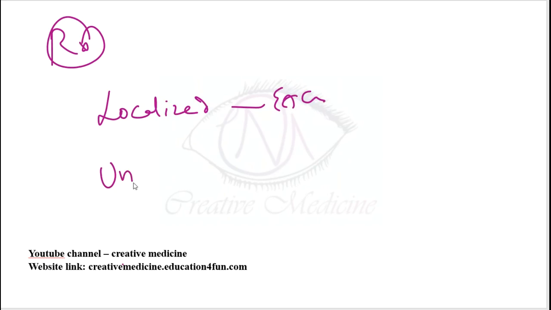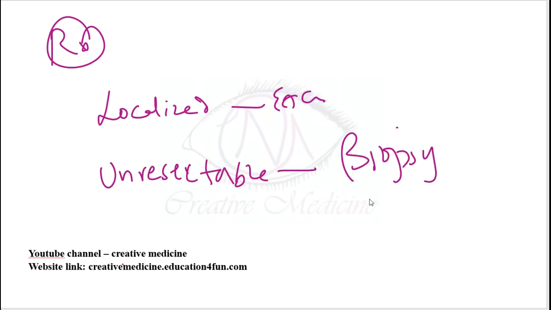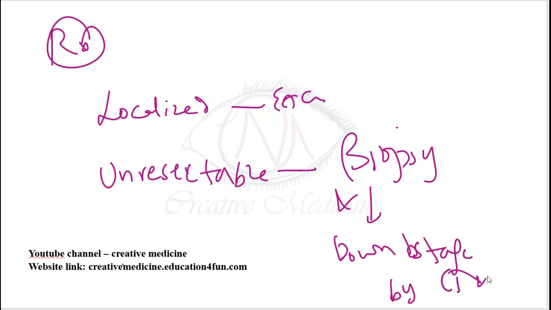But if it is unresectable neuroblastoma, you should do a biopsy of the lesion, and then downstage the lesion by giving chemotherapy and radiotherapy, followed by surgical resection in the patient.